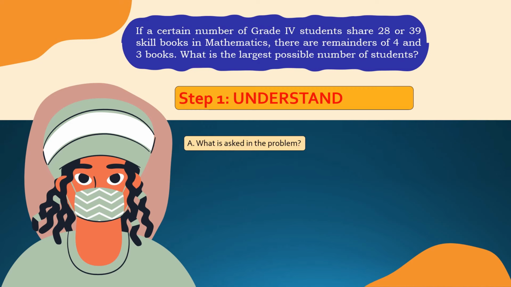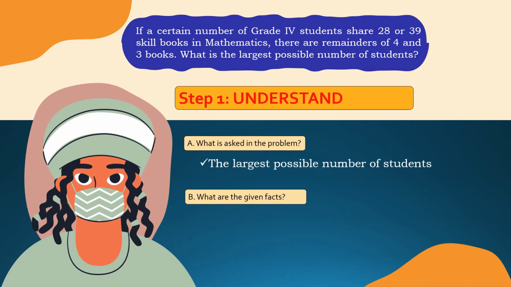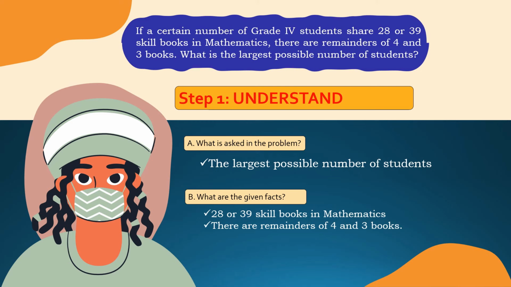Step 1 is to understand. So we need to identify what is asked in the problem. So the largest possible number of students. Next are the given facts or the important numbers to solve the problem. We have 28 or 39 skills books in mathematics. There are remainders of 4 and 3 books. Now we have to identify the word clue. In this case, we have largest possible number of students, which tells us to solve for the GCF.